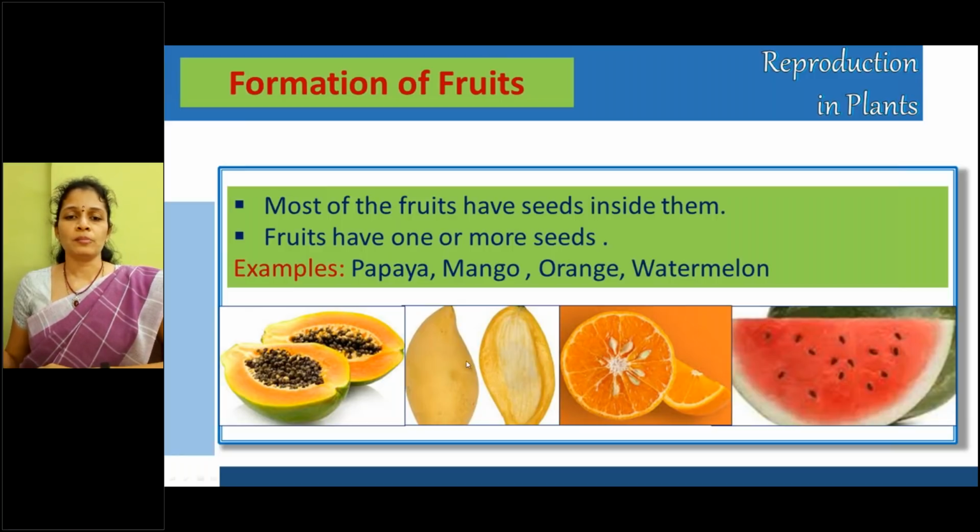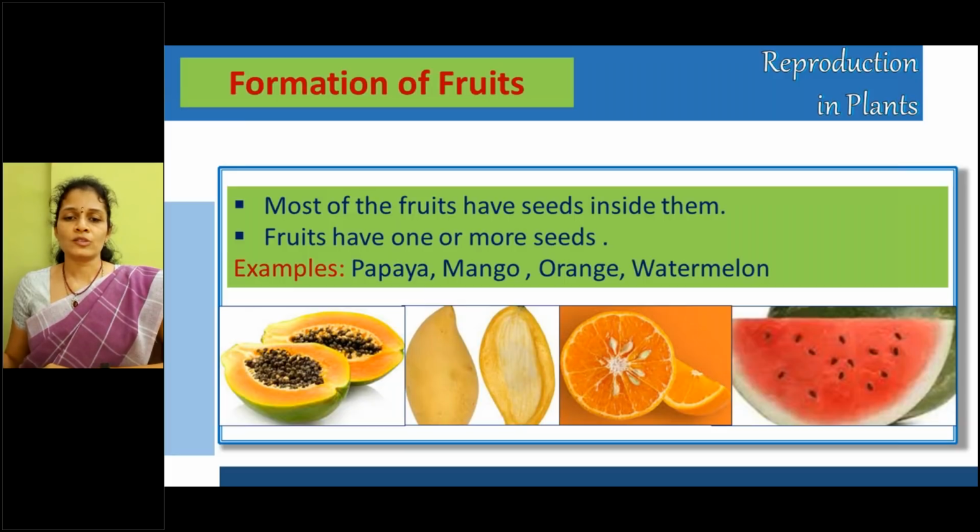Now, what is the second picture, children? Mango, right? In which season is it available, children? Yes, summer season it is available. Even the mango is called the king of fruits. Now, how many seeds are you seeing in this picture? Yes, exactly. One seed we can see in this. That means mango contains only one seed.